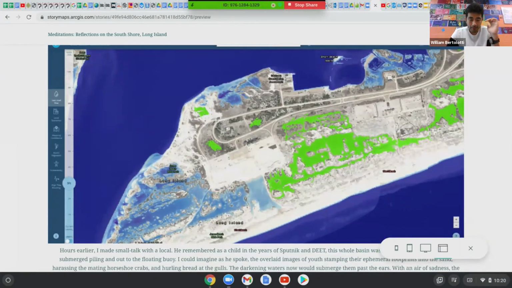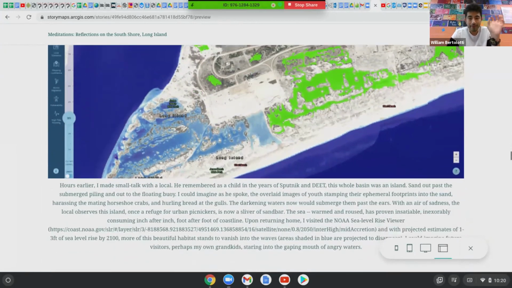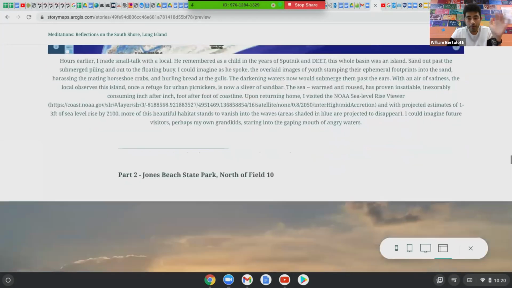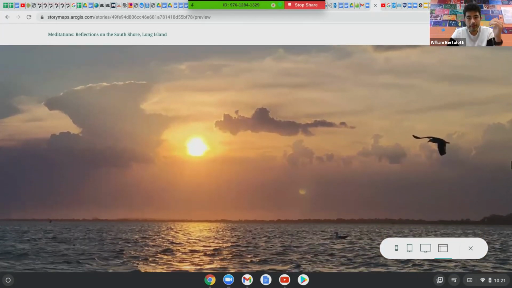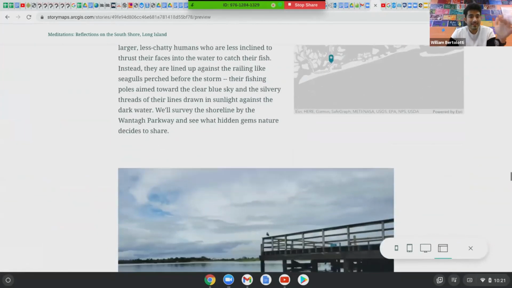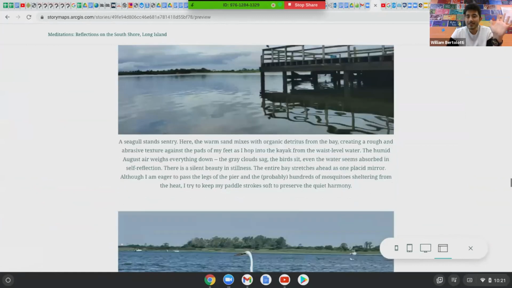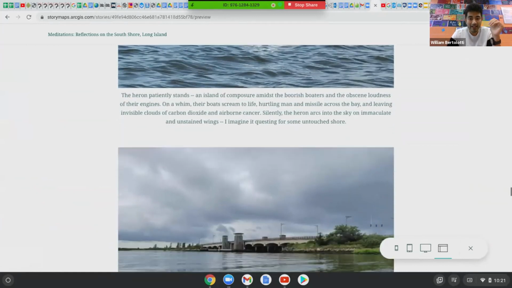I thought what was great about this platform is that you can link or share with the reader all these outside resources. It's just a central hub, a repository for resources. I think this is such a cool tool. So then this continues, just reflections on different sites across Long Island that try to capture the wildlife in action.